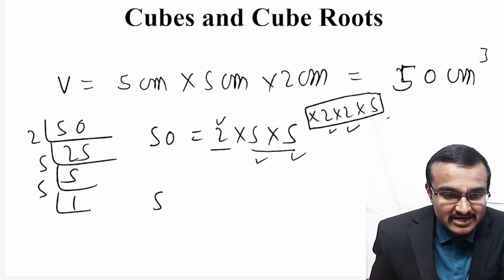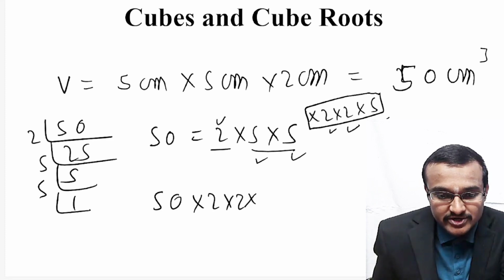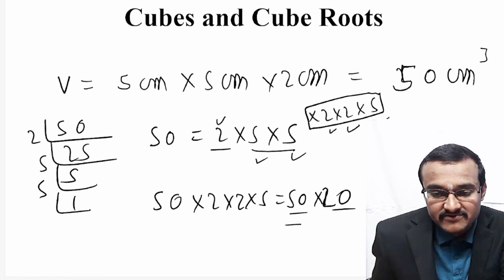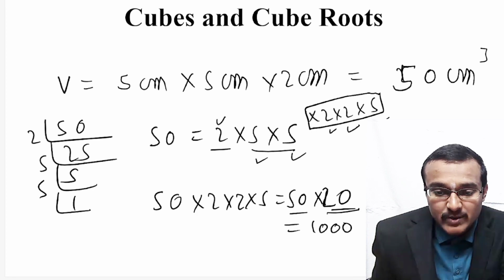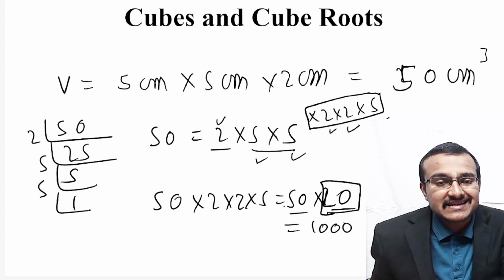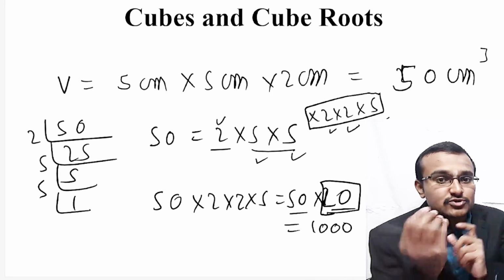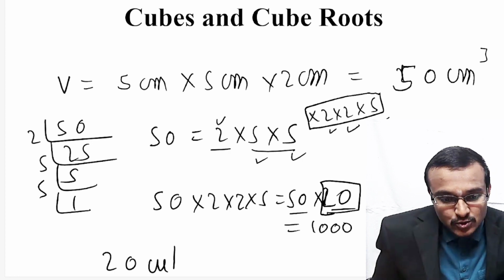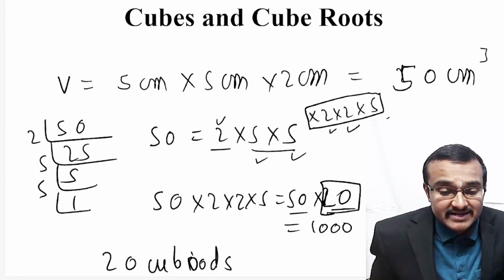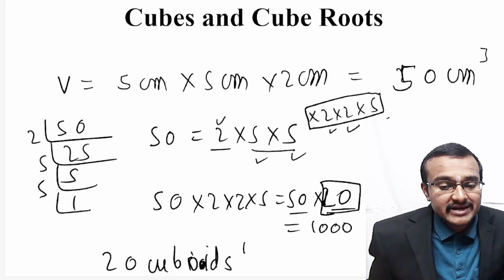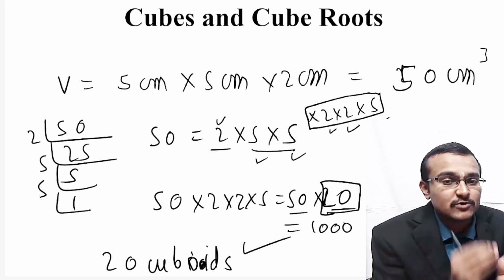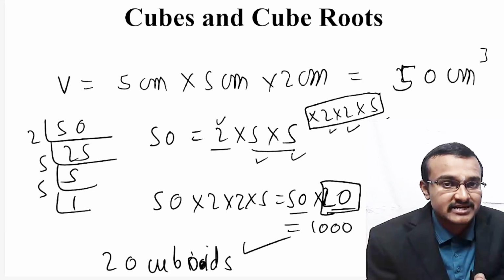So when you multiply 50 with 20, you will get 1000. That means 20 cuboids are actually required to make a perfect cube out of those cuboids. So the answer for this question is 20 cuboids. So 20 cuboids are actually required to make a perfect cube out of those cuboids of length, breadth and height equal to 5 centimeter into 5 centimeter into 2 centimeter.